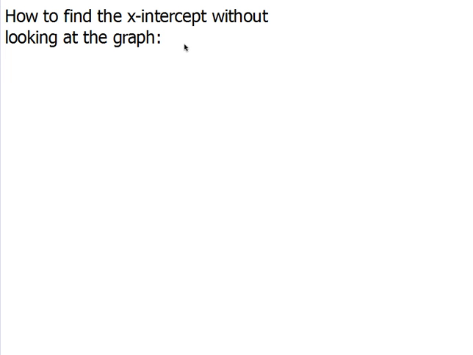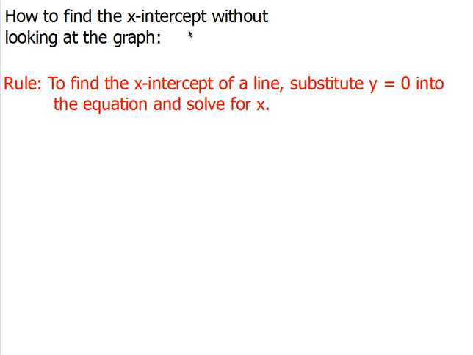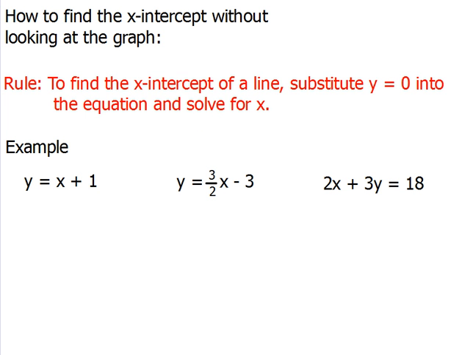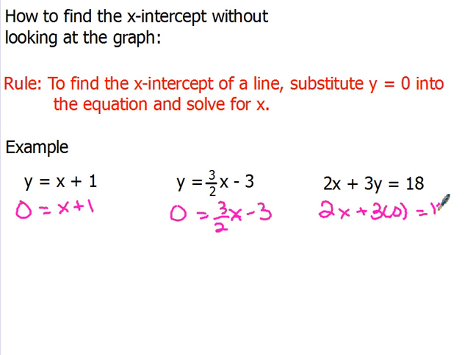Alright, now we can find the x-intercept without looking at a graph. And the way we do that is, if we want to find the x-intercepts, we just substitute y equals 0 in the equation and then solve for x. So if I have these three problems here, if I want to solve for the x-intercept, I just put a 0 in for the y, and then I'm going to solve for the x. So again, putting just a 0 in for the y and solving for the x.